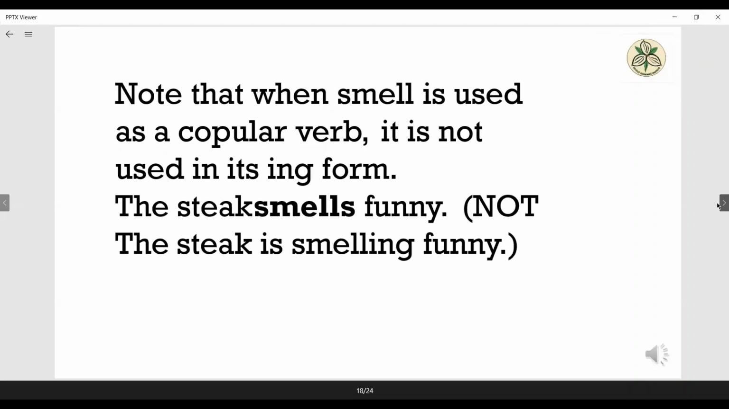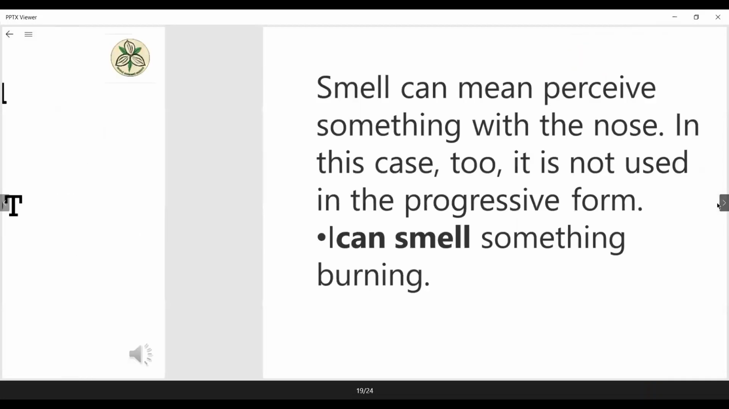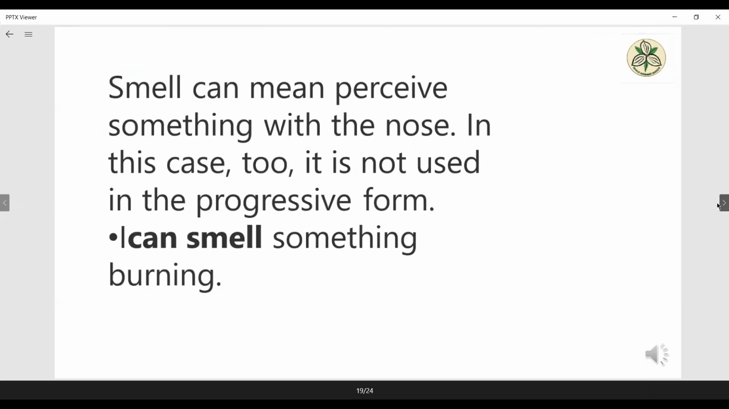And also note that when smell is used as a copular verb, it is not used in its ing form, like steak smells funny. Not the steak is smelling funny. We never use it in this way. Smell can mean perceive something with the nose. In this case too, it is not used in the progressive form, which the sentence is written over here. I can smell something burning.